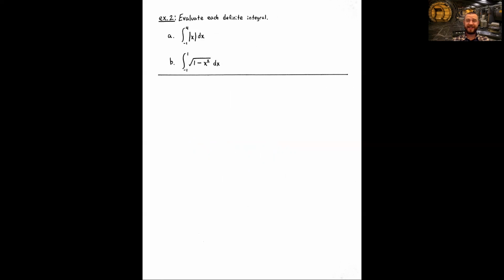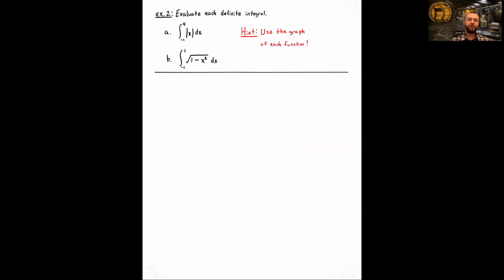Currently, we don't really have any tools or shortcuts at our disposal to evaluate definite integrals. Don't use the limit definition. Don't try to split this into an infinite number of rectangles and then add them up. I'll give you a hint. Try to think for each of the functions inside the integral. Think of what their graphs look like.